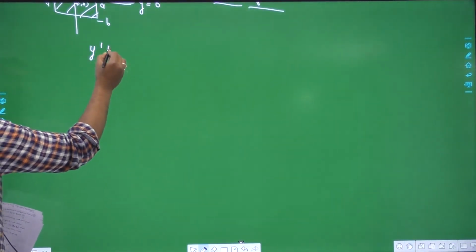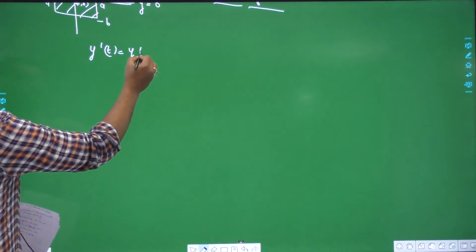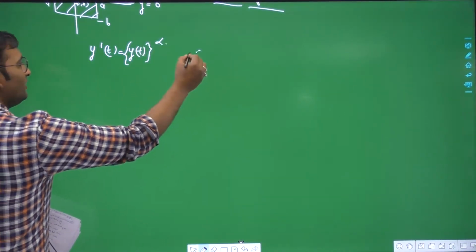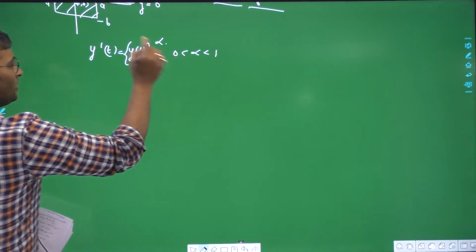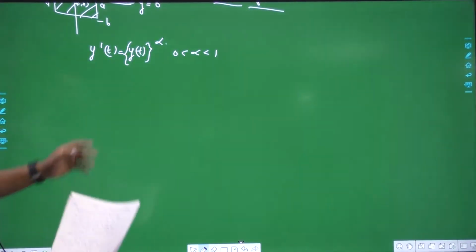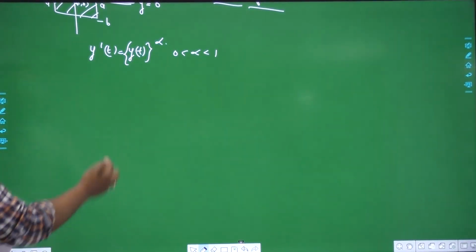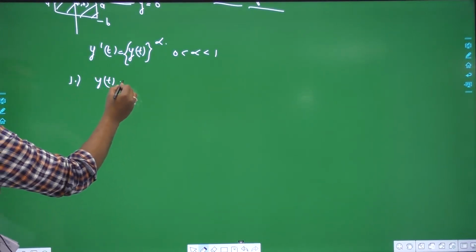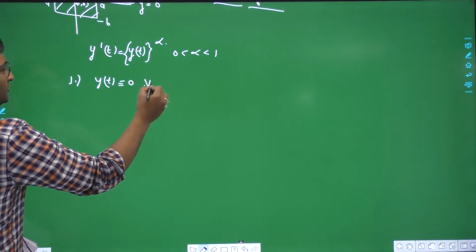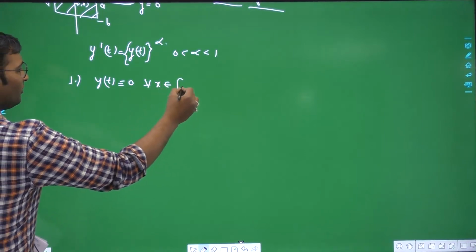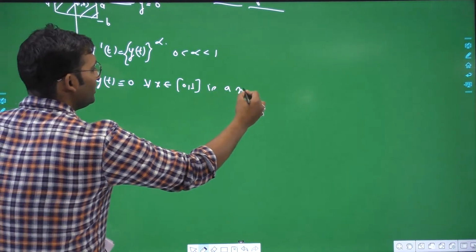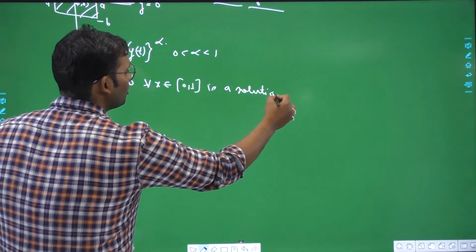Let us start by assuming what the possible solutions to this problem can be. So y'(t) is given to be y(t) raised to the power alpha, where alpha lies between 0 and 1. I'm telling you how you will be able to do it. First solution: you can clearly see that y(t) = 0 for all x belonging to R, and in fact for all x belonging to [0, 1] precisely, is a solution. So clearly this is a solution, no doubt.